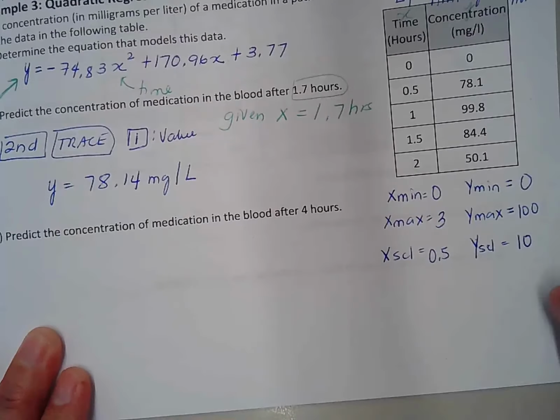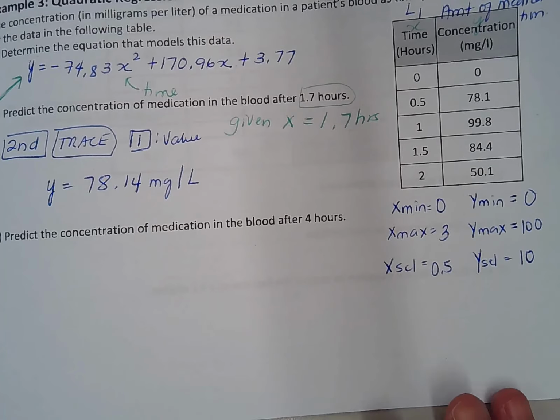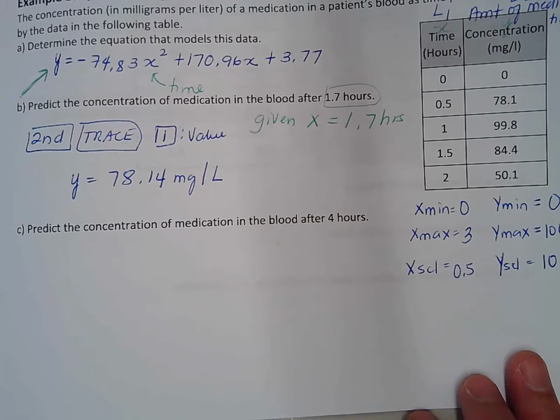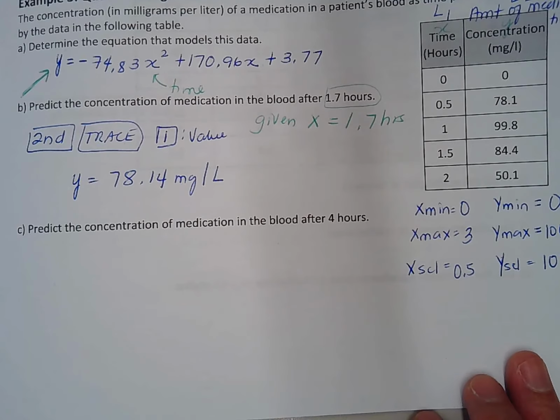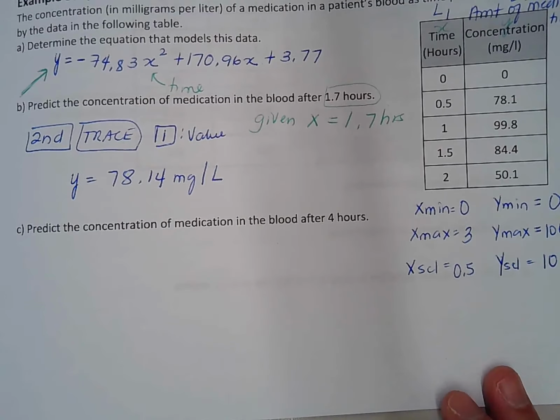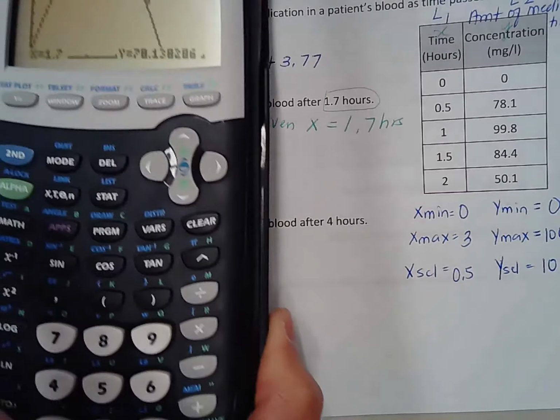So you just have to write. Now let's take a look at this one. Take a look at letter C. Predict the concentration of medication in the blood after 4 hours. After 4 hours. So, no, it won't be 50.1 times 2.